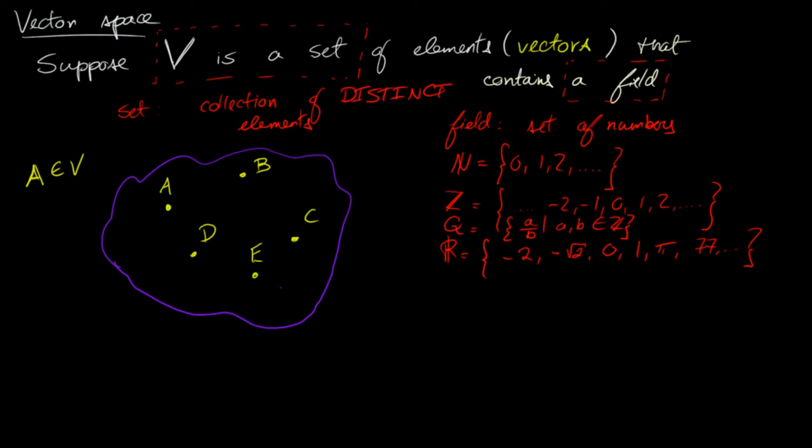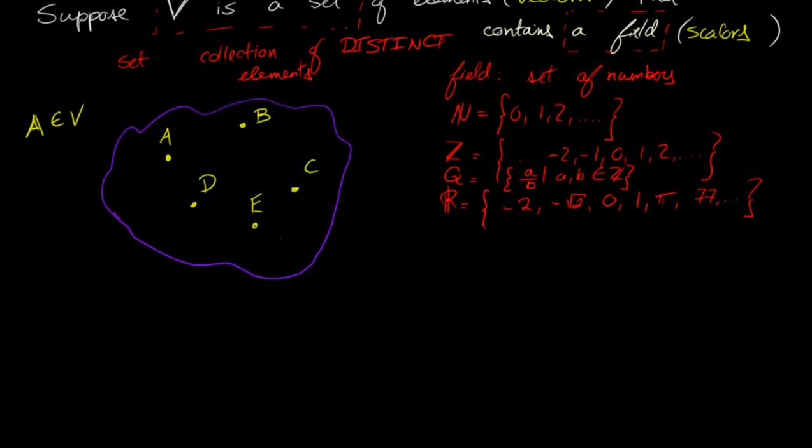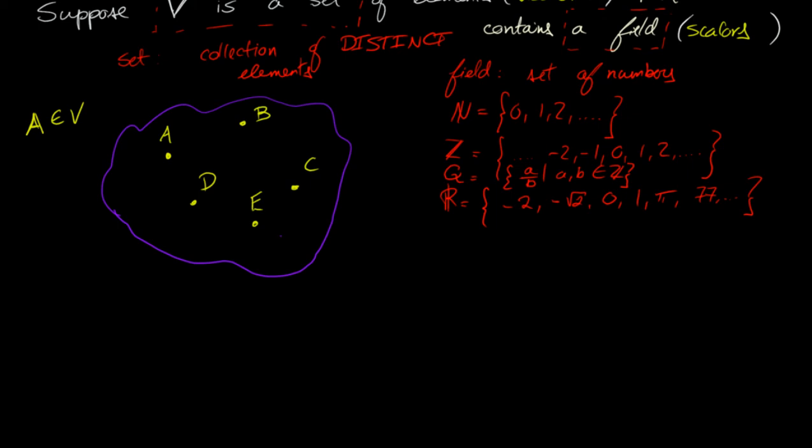We have that V is a set of elements that we call vectors, and we have that V contains a field, which we also refer to as scalars, right? We know them as scalars. So those are the ingredients of my definition. Now, like a recipe, when you have ingredients, you need instructions. So the instructions to this definition, or the operations in this case, are, so I'll continue the definition over here.